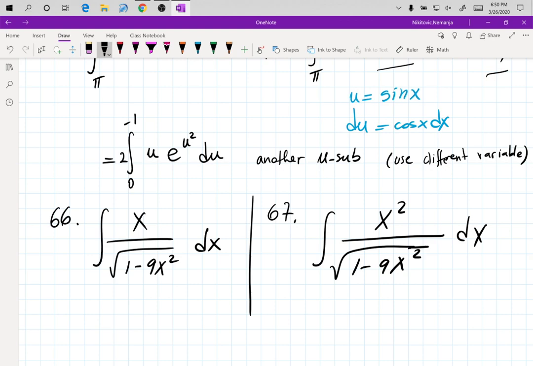The suggestion is to use a trig sub. And the answer is you can use trig sub on both. Or any other suggestions?